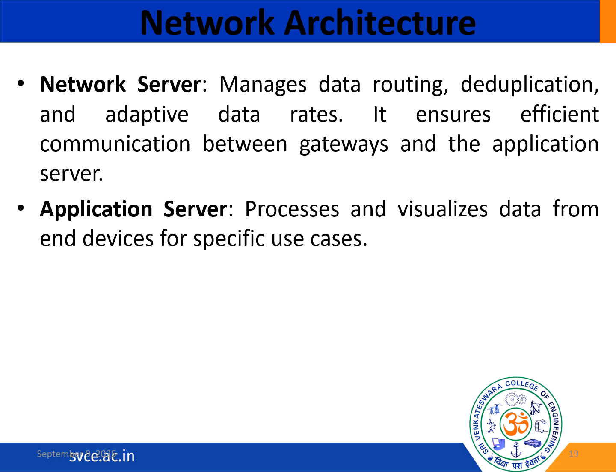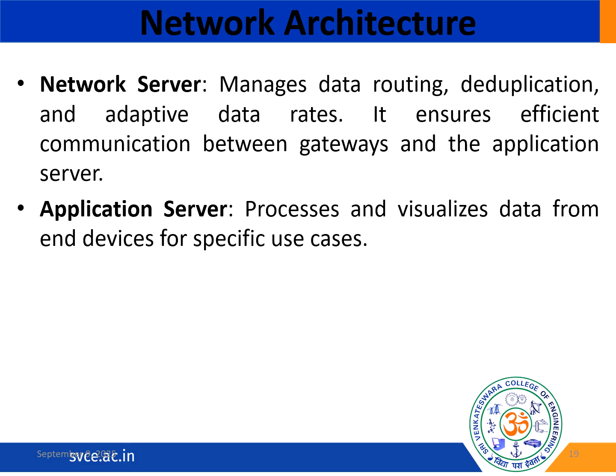Here we'll be learning about the network server. It manages routing, deduplication, and adaptive data rates. The network server acts as the central intelligence of the LoRaWAN system. It handles the data routing. It can also support packet deduplication and adaptive data rate management. So it is used for efficient communication between gateways and the application layer.